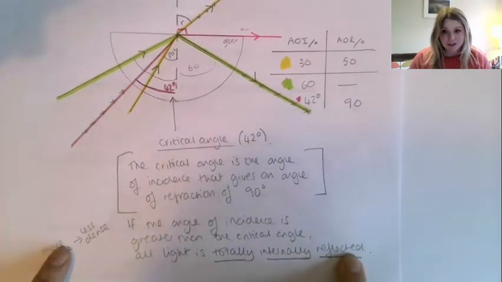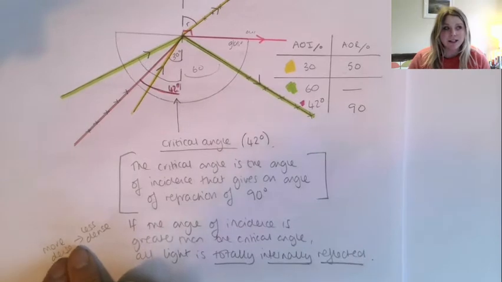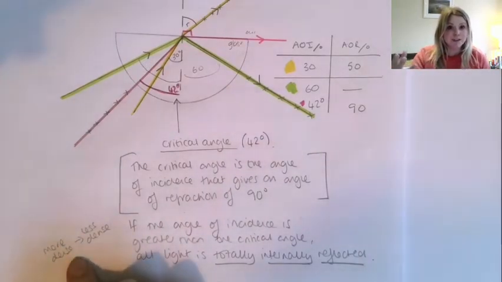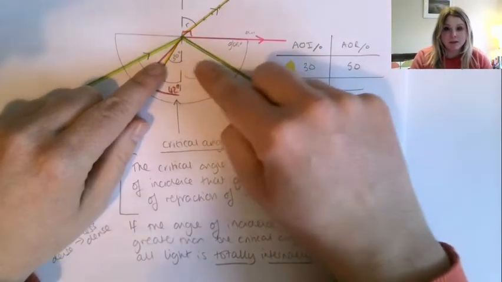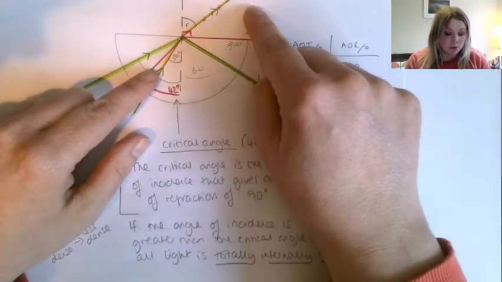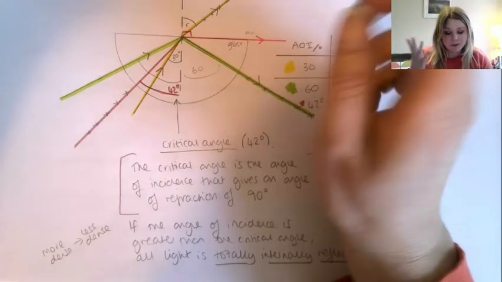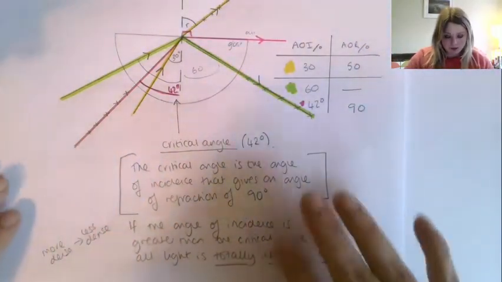And this here is an important point. This only happens whenever the light is travelling from more dense towards less dense. So for here, we were in the glass and the light was travelling towards the less dense air. Now, that was the experiment that we did.